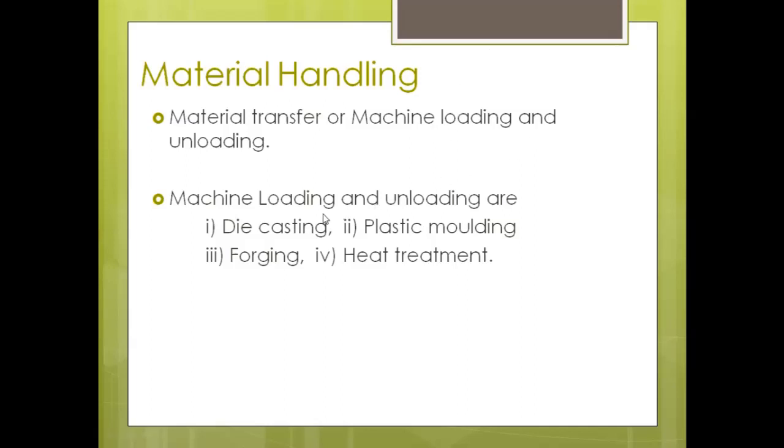And unloading. Second is machine loading and unloading: die casting, plastic molding, forging, heat treatment. These are the machine loading and unloading. Forging is nothing but heating the workpiece to a certain temperature and applying external pressure to convert one shape of the material into the required shape.